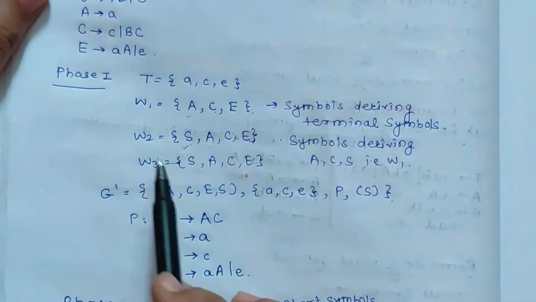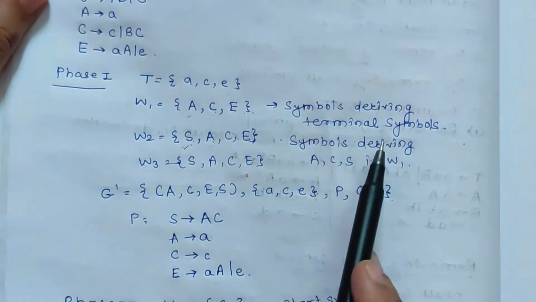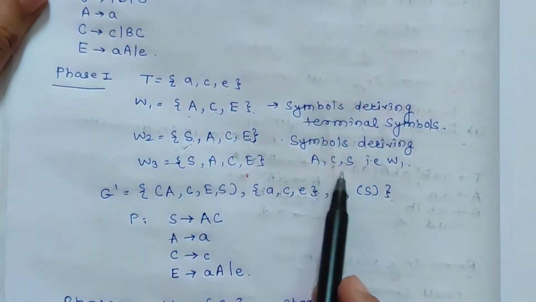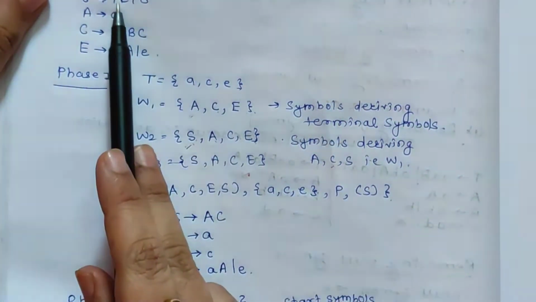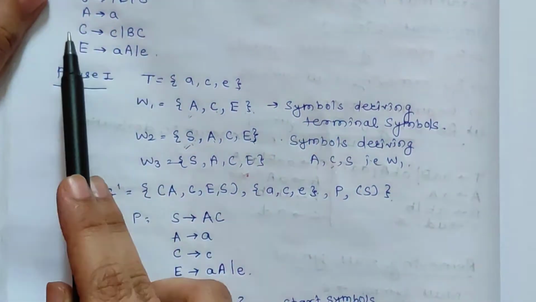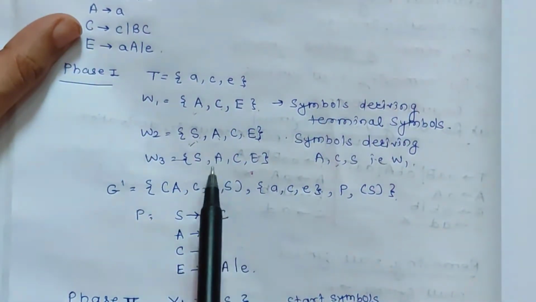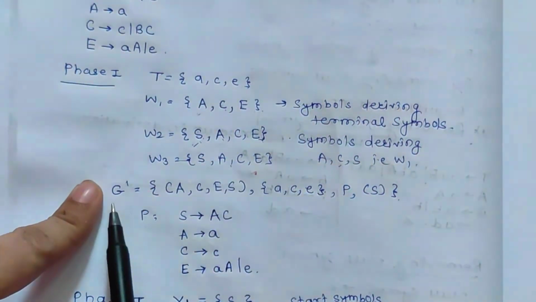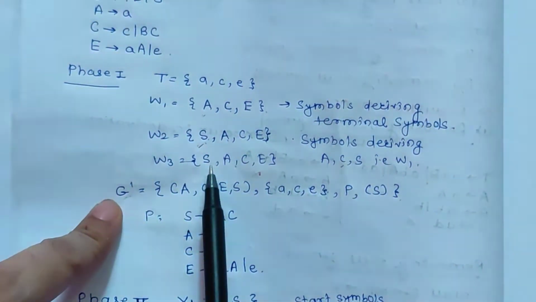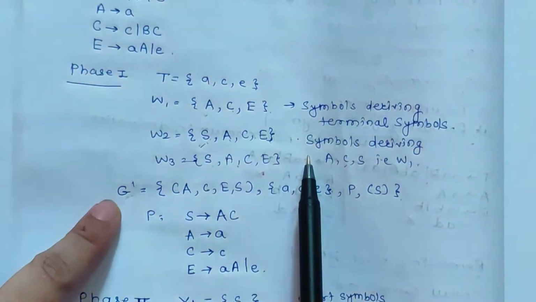Now we have to generate a list W2, which is the list of symbols deriving A, C and E. So A, C and E are derived from S, then A, then C and E. So these symbols will be there in the second list. Now this is the final list we are getting. Again, if we try to find out the symbols deriving S, A, C, E, then all the four symbols will be there in the list.